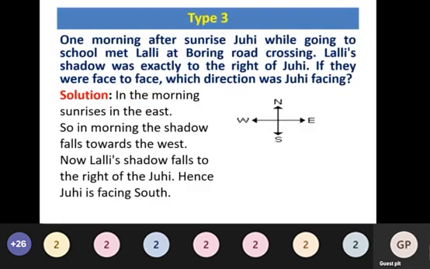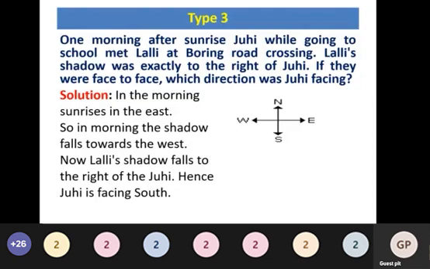Type 3. One morning after sunrise, Juhi, while going to school, met Lali at Boring Road crossing. Lali's shadow was exactly to the right of Juhi. If they were face to face, which direction was Juhi facing? So this is also quite interesting, and let us write down the solution so that it will be easy for you to understand.